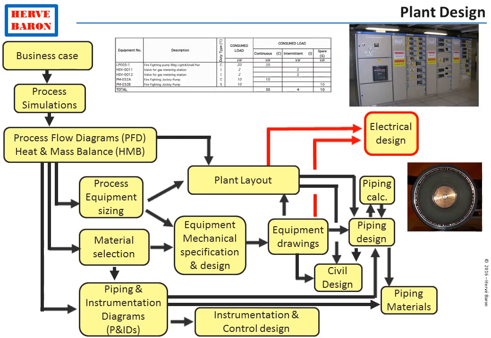The electrical design starts with the inventory of all the plant power consumers. This allows to size the power generation. The plant layout is used to define the architecture of the electrical distribution and the number of substations, among other things.